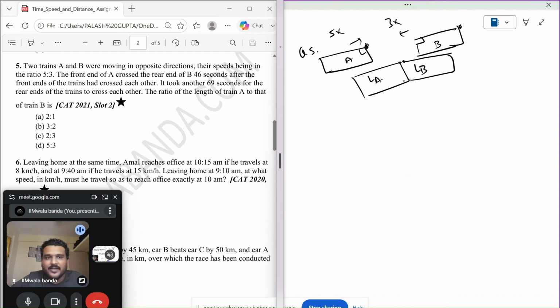Now, if you imagine what is happening, let's just imagine it in slow motion. Train A will move further, and what is it saying? The front end of the train A crossed the rear end of the train B in 46 seconds. So basically, from here till here, it has covered its own length.